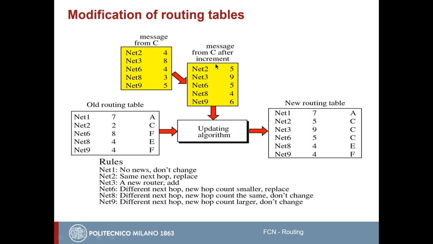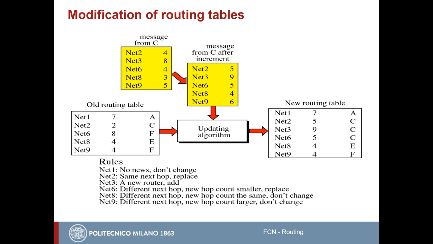Yes, they're updated. How? Why do we increase them by 1? Because the node that is receiving this distance vector has two pieces of information. First, the input port of the distance vector, so it knows the link where the distance vector is coming from. Second, it also knows the cost of this link, the link between itself and C.